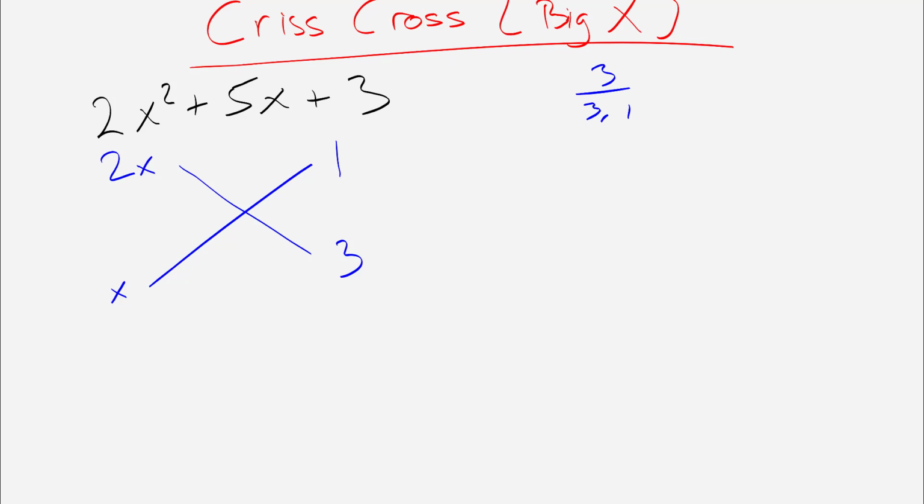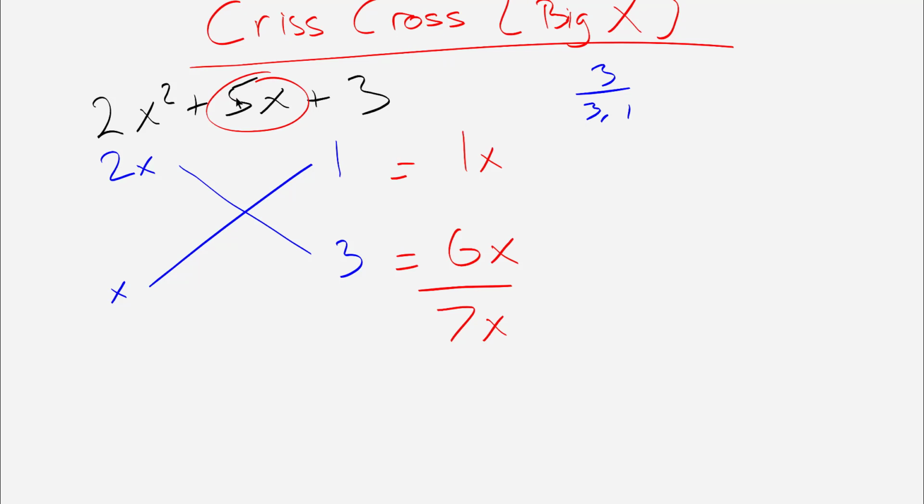So what we're going to do is multiply the 2x by the 3. When we do that, we get 6x. We're going to multiply the x by the 1. When we do that, we get 1x. And because we have all pluses here, we're going to add them. When you add them, you get 7x. But we need to get 5x when we add them. So this is incorrect. The way I have this one set up, I've got the 3 and the 1 the wrong way around.